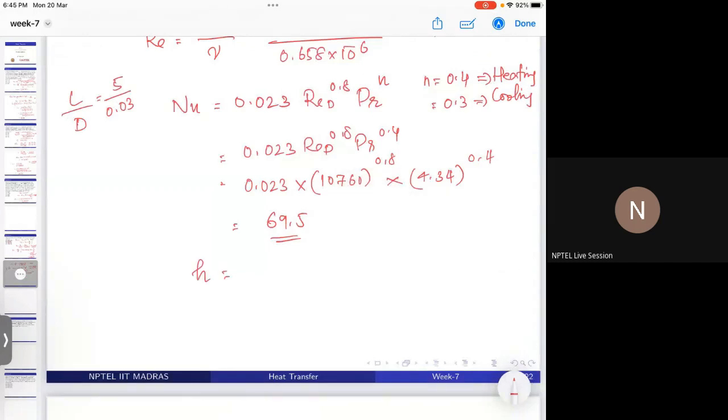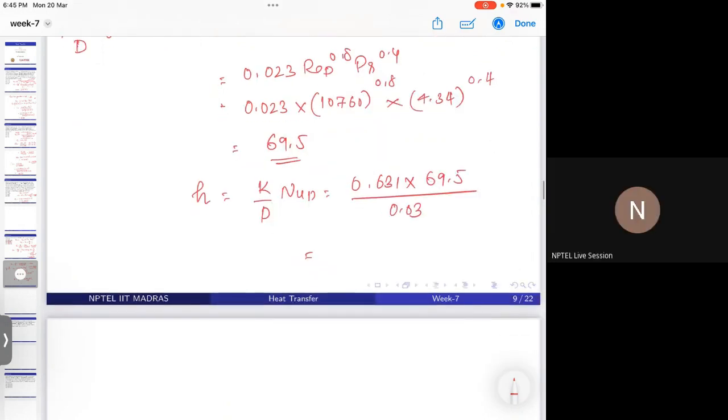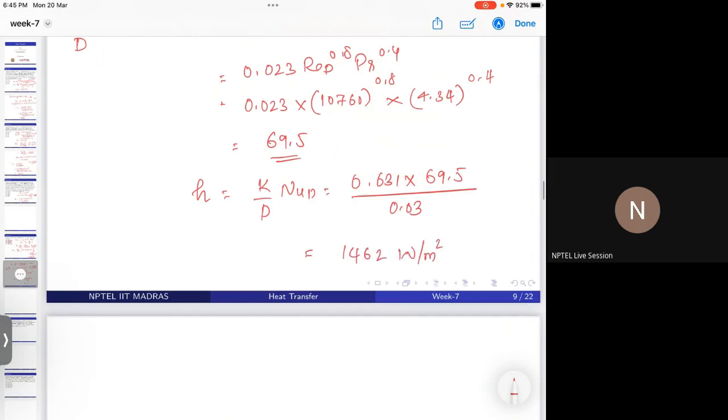So the Nusselt number, sorry, the H, the heat transfer coefficient, is equal to k by D times Nu. So k is how much? 0.631 into Nusselt number 69.5 divided by 0.03. So what is the heat transfer coefficient? Sir, 1462. Yeah, 1462 watt per meter square Kelvin.